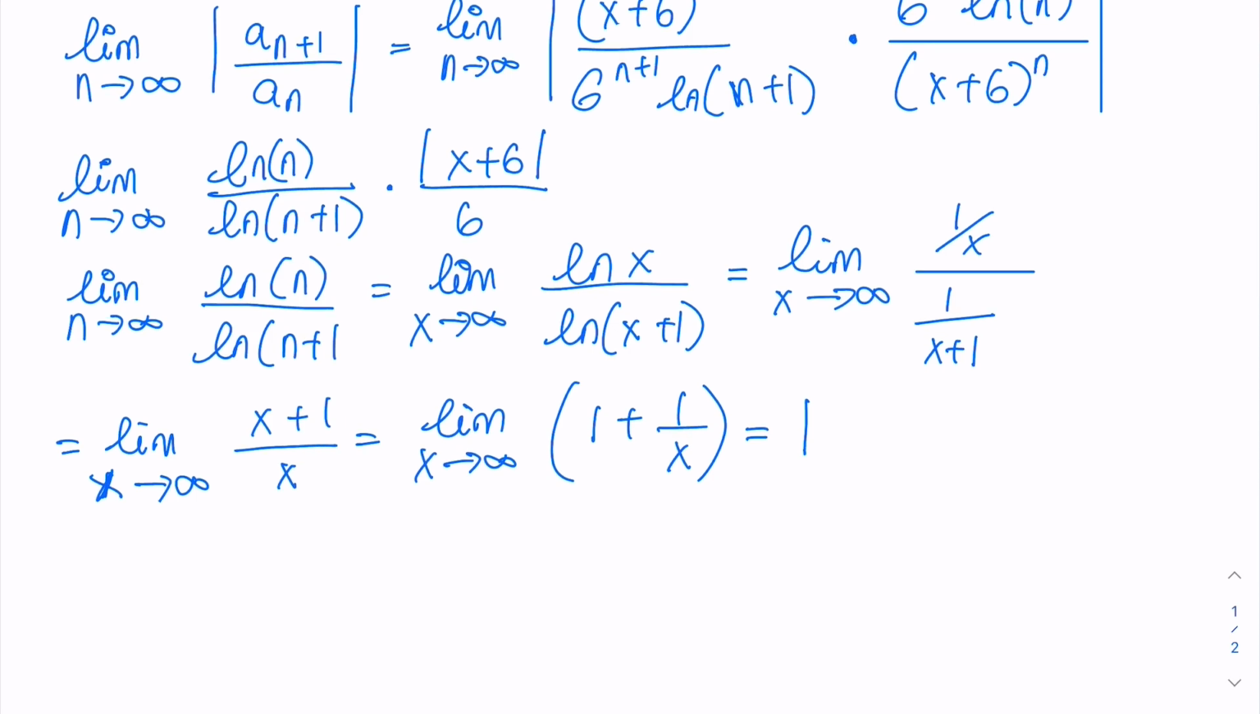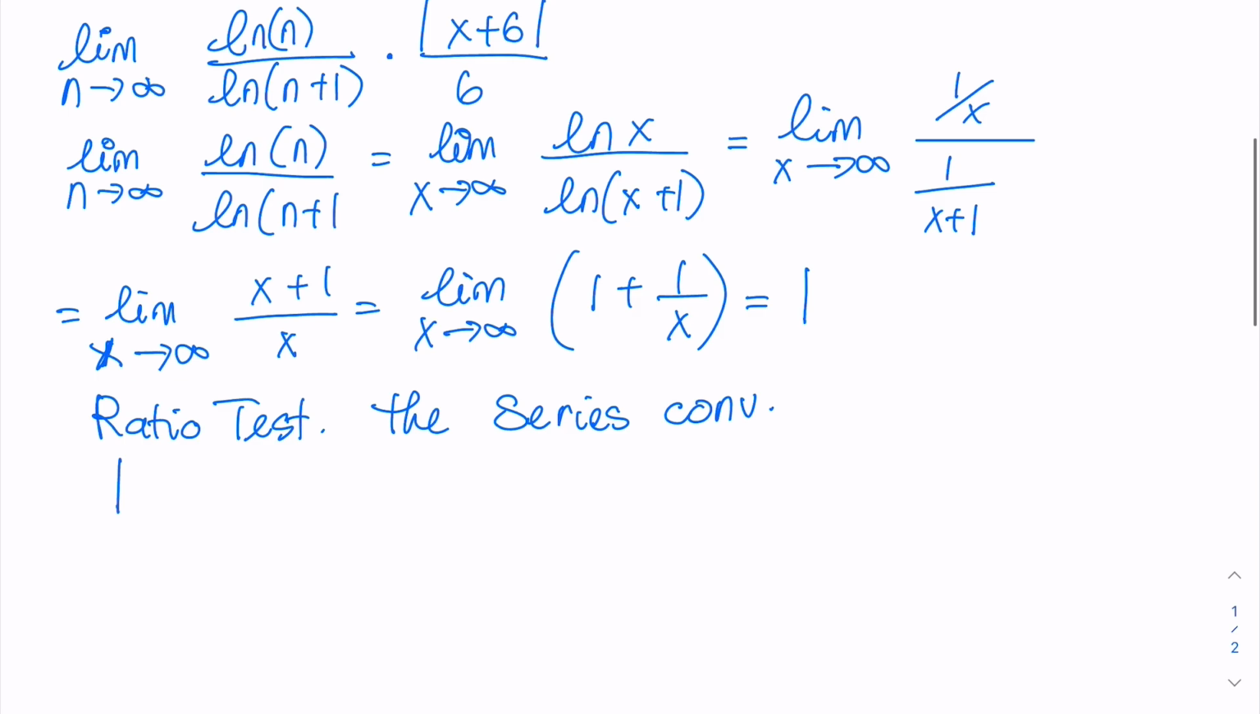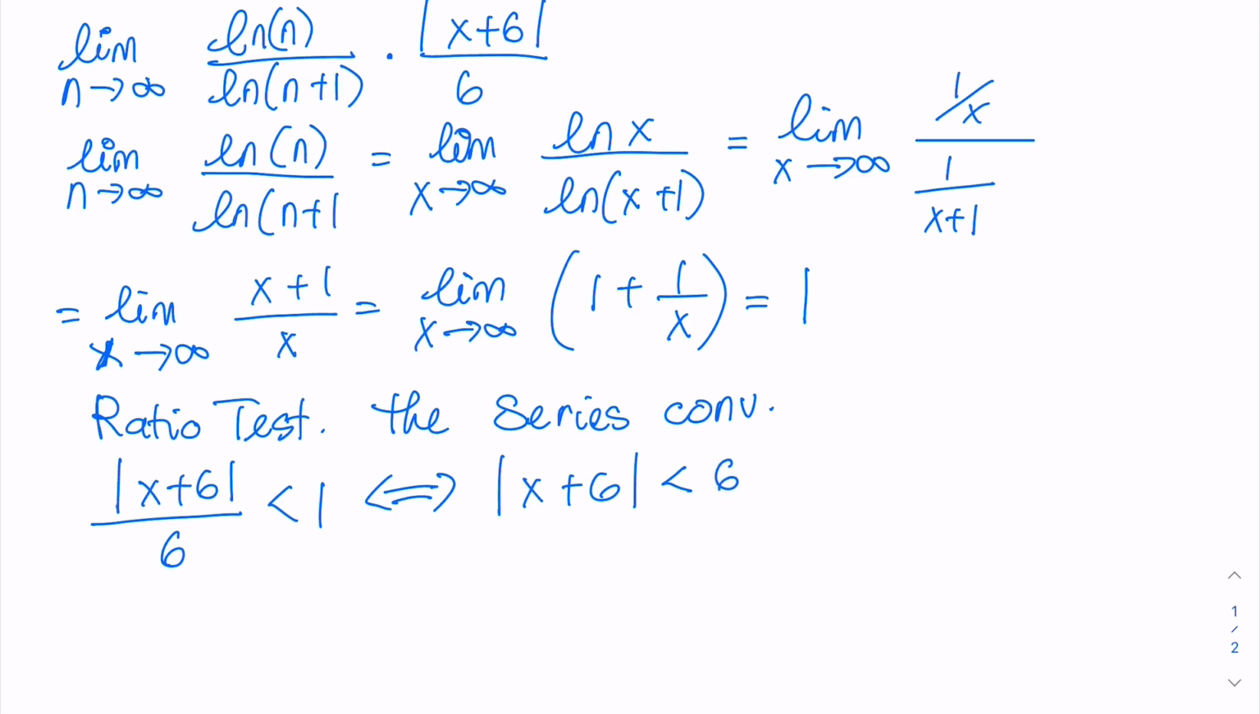So by the ratio test, we know the series converges when the absolute value of x plus 6 over 6 is less than 1. I need to solve for this, so I'm going to multiply by 6. What we have is the absolute value of x plus 6 less than 6. So you can see that r is 6. The radius of convergence is 6.